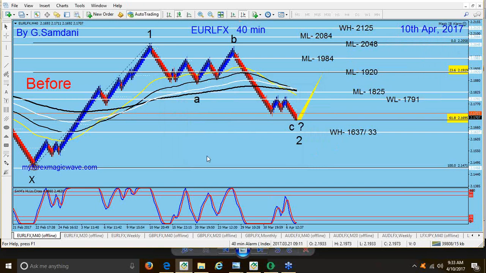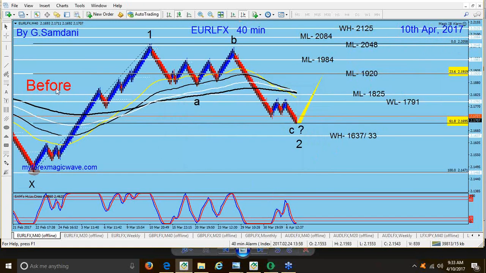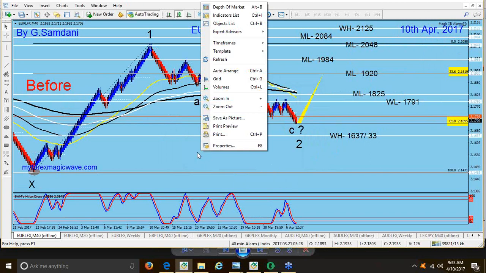What else? Okay, that's about it. And I'll save this chart as before, and obviously I'm going to send this video out after I finish, so there's no need to send the chart, right? So how do we save it? How do we save the chart?